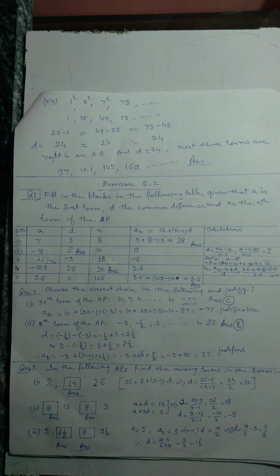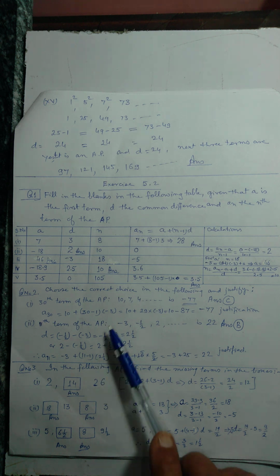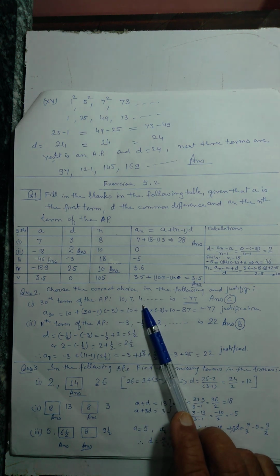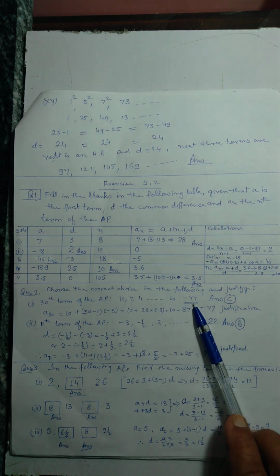Choose the correct choice in the following and justify. The first part is the 30th term of an AP: 10, 7, 4, and so on. These are in arithmetic progression. That is, here you see 10, 7, 4, and so on, and the 30th term is minus 77.